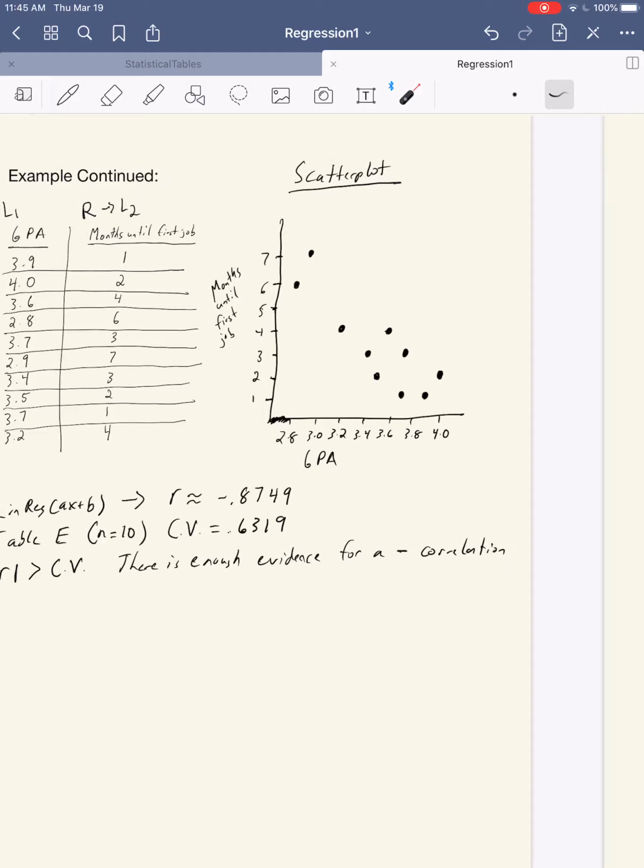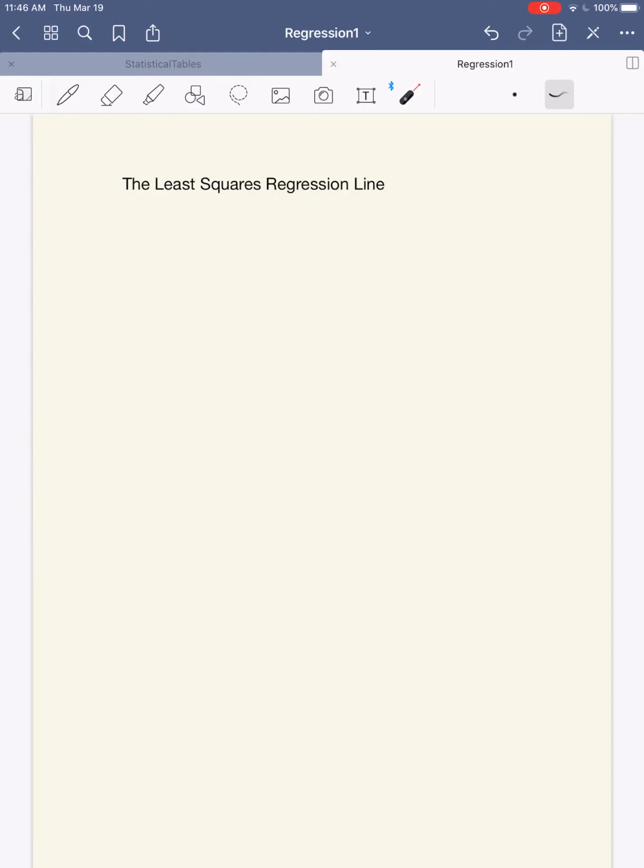So, to do that, we're going to talk briefly about what's called the least squares regression line. The first thing we should note is that this is often abbreviated as LSR, so we don't have to constantly say least squares regression over and over again. We're just going to often call it the LSR.